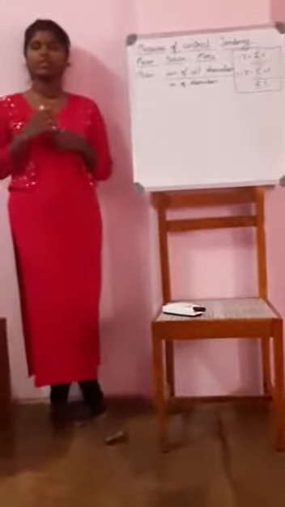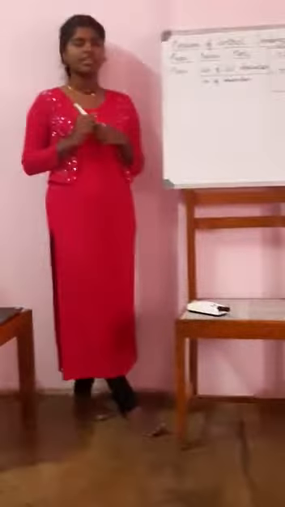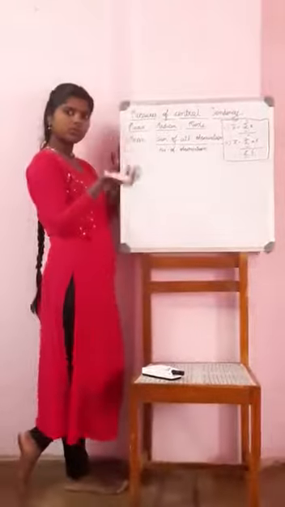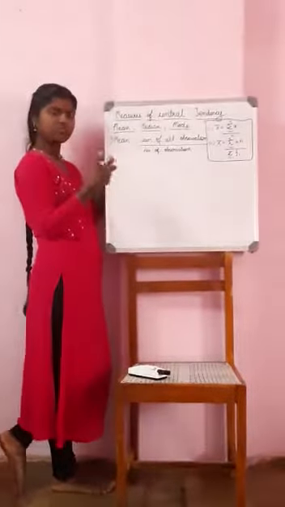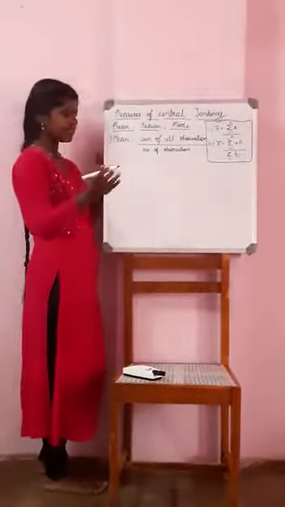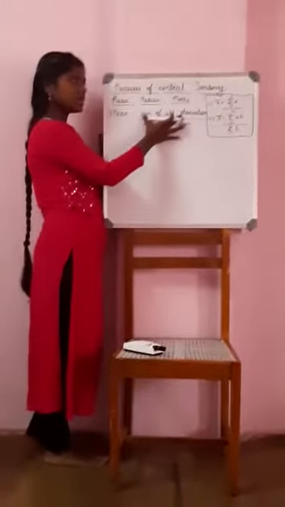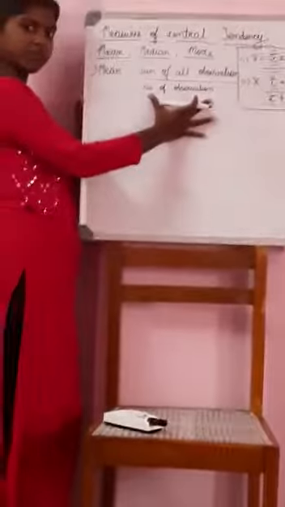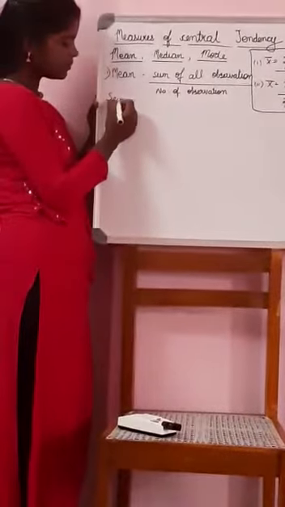Or what can you tell? What is mean? It is nothing but when a group of numbers or a group of scores or marks of students or weights of students, anything is given, you will just take the sum of all the observations and divide them by the number of observations.